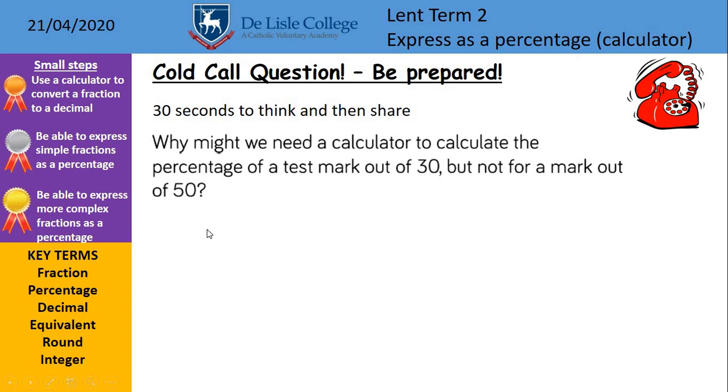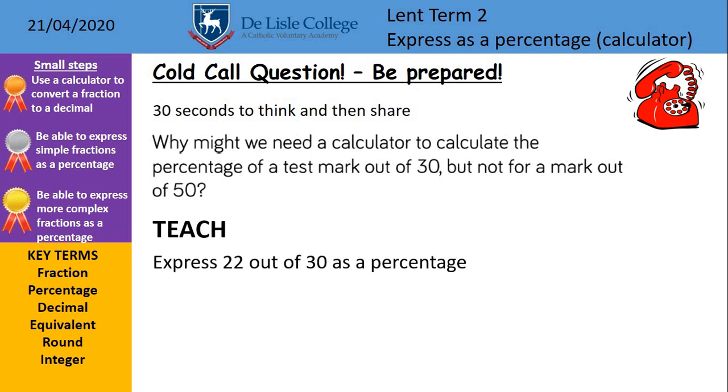Well, if you remember from last lesson, a mark out of 50 is easy because we can get it as a percentage over 100 by doubling. But for a mark out of 30, there isn't a whole number that we can multiply 30 by to get us to 100, so this is more difficult. Let's have a look at a question then. Express 22 out of 30 as a percentage.